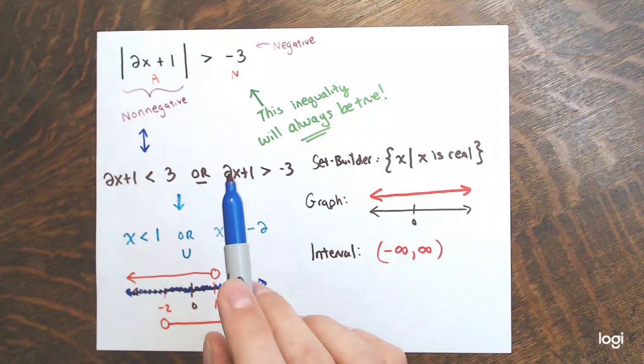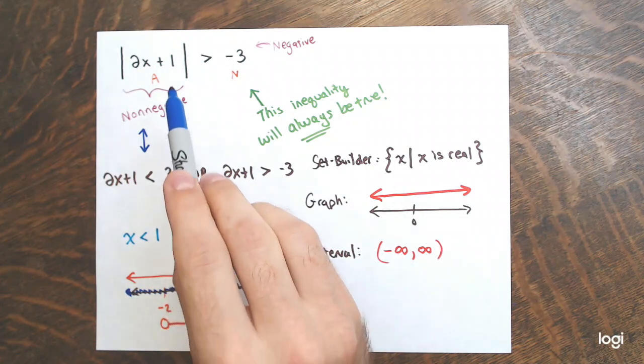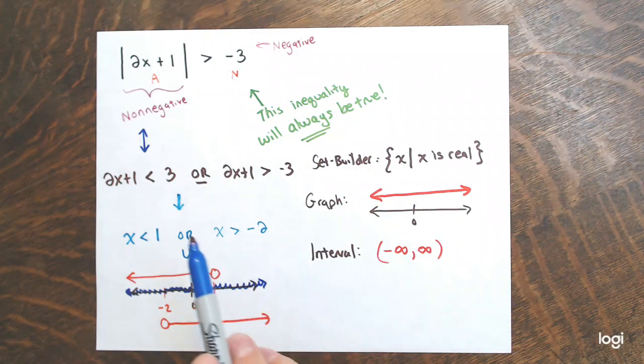So even if you decided to do it the way we've been doing all the other examples, and didn't see right away that all real numbers were solutions, you would still come to the conclusion that all real numbers were solutions. Everything has to be a solution to this.